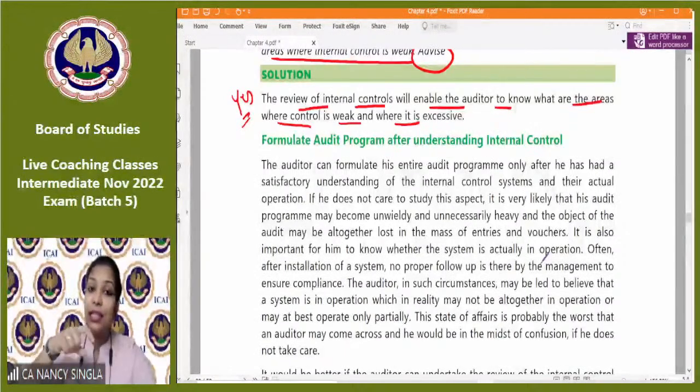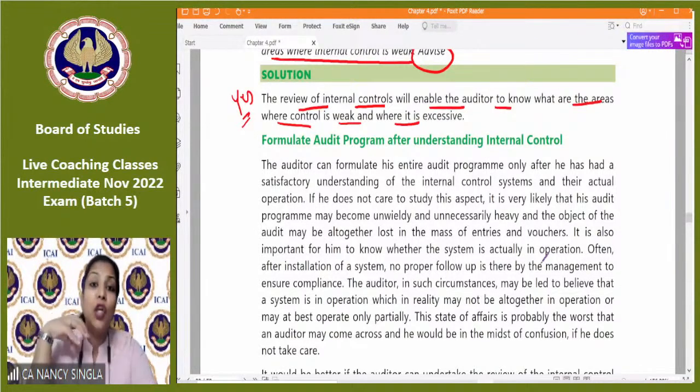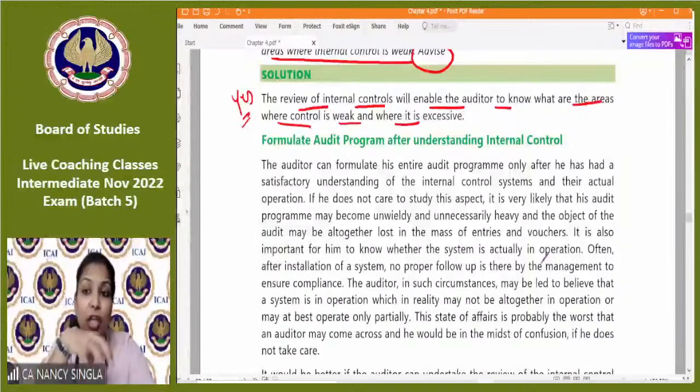But since in this case, the example that I gave, I said that I am not understanding the internal control. So when I am not having any understanding of the internal control, I'll keep on checking all the wages in detail. And I will not be able to concentrate on the other areas, because my maximum resource, my maximum time is spent on what? Checking the wages. So in that way, my audit program becomes what?